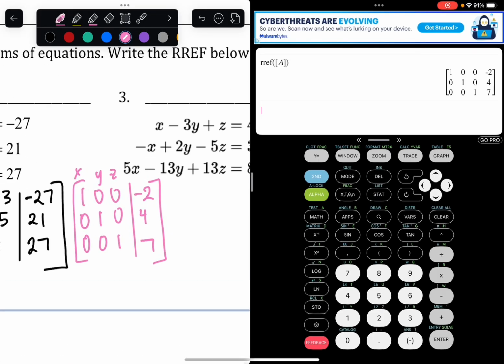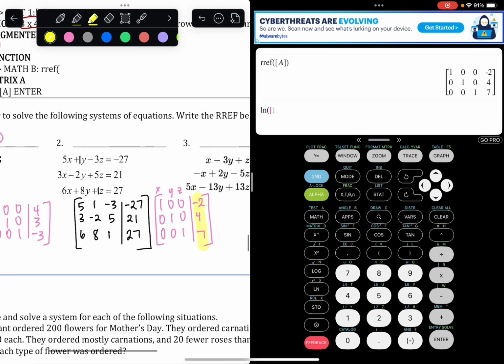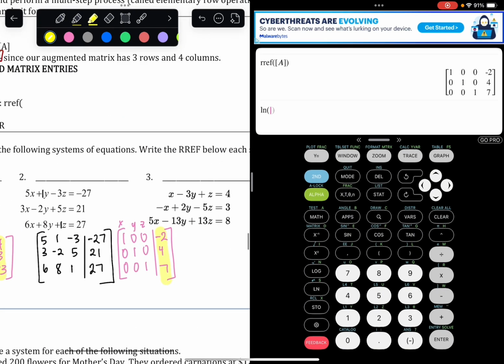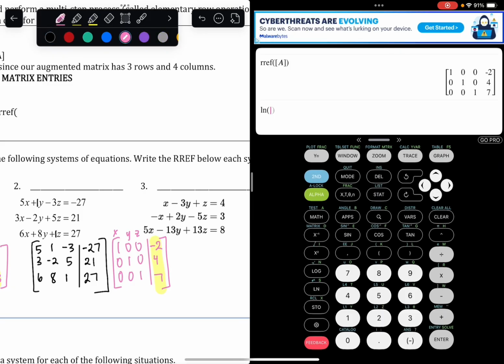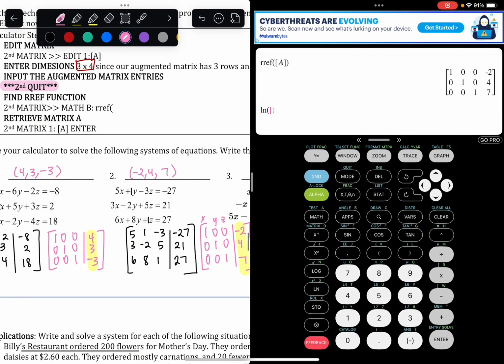It's important that you don't write this entire matrix as your solution. You only care about the ordered triple. Remember, our solutions are ordered triples. And so in this case, you write your solution -2, 4, 7 with the commas. When you're writing your final solution, you do use the commas. It's like an ordered pair, but this time an ordered triple.